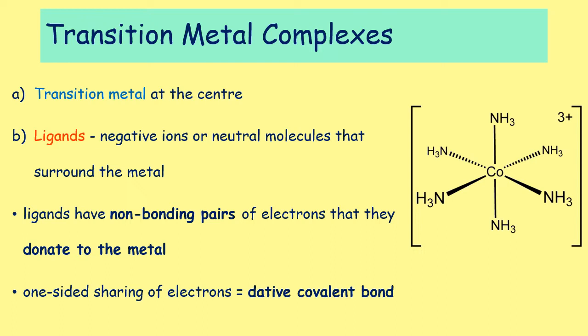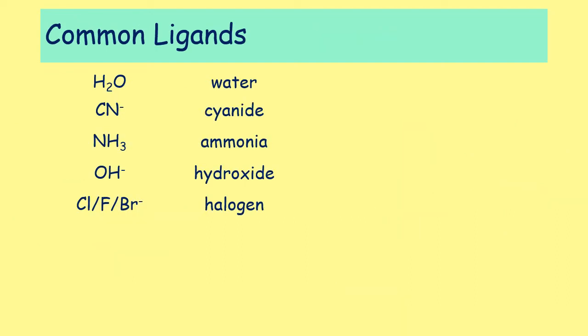Now you can see in the diagram on this slide that they've used normal bond lines to show the bonds. Dative covalent bonds are sometimes shown as arrows, and the arrow goes from the ligand to the metal, representing that the electrons are being shared from the ligand onto the metal. So if you see arrows, that's all that means, and it is the same thing as having a normal bond. So it's dative covalent bonds.